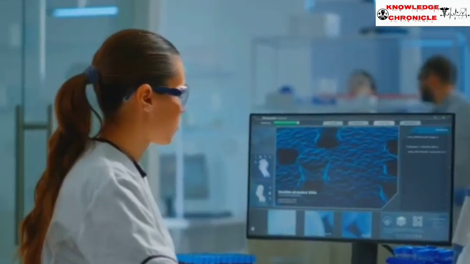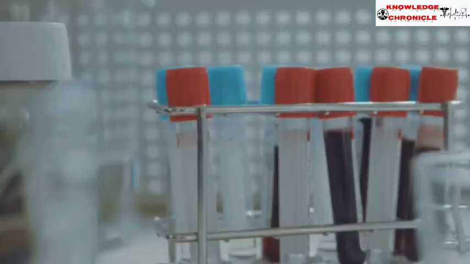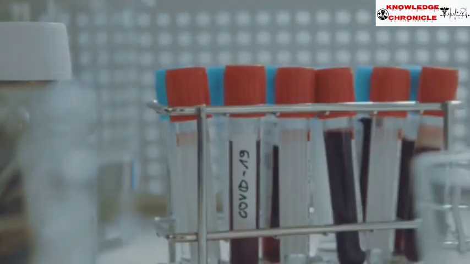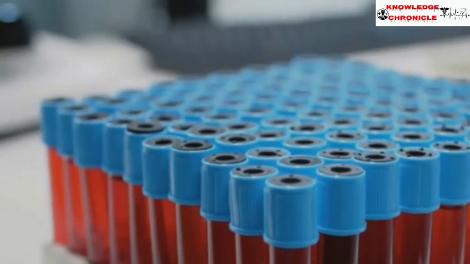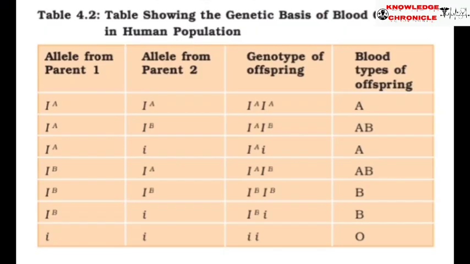Codominance occurs when both alleles are equally expressed. A prime example is the ABO blood group system. Individuals with genotype IAIB express both A and B antigens, resulting in AB blood type.